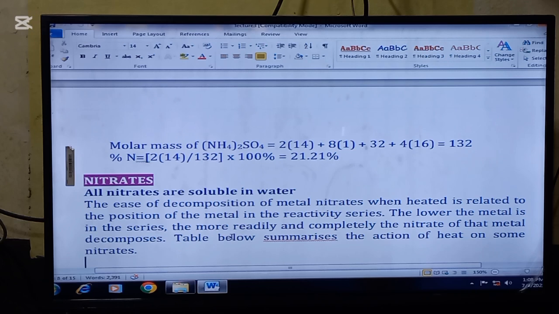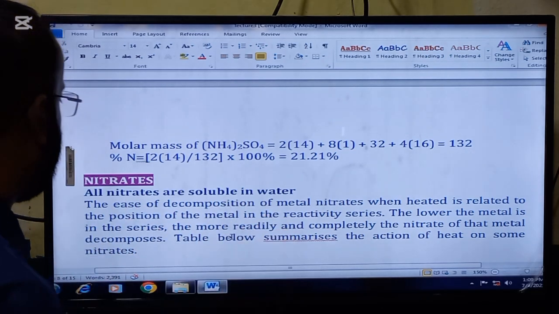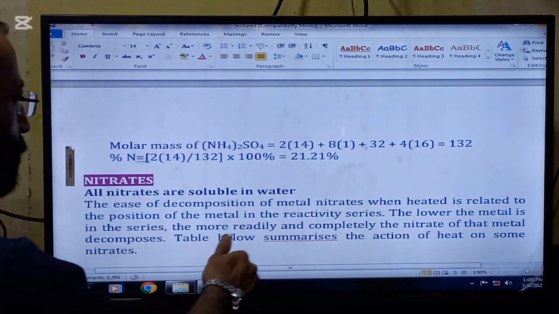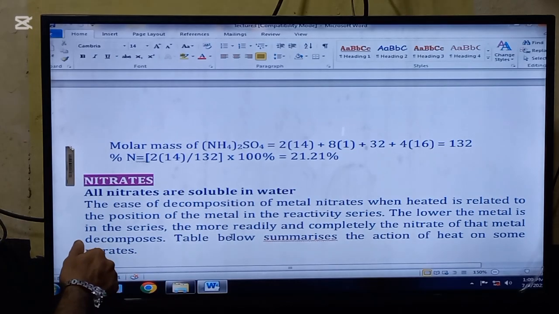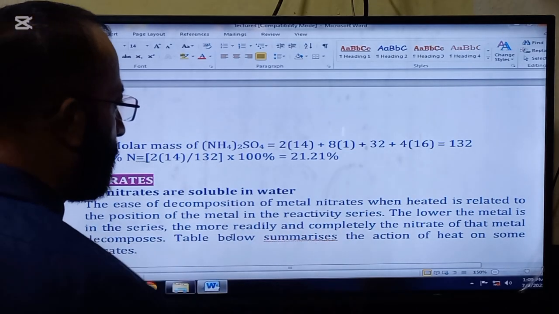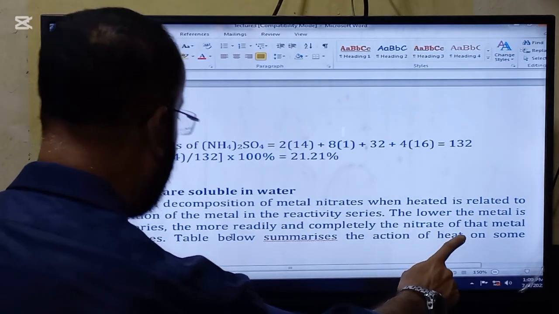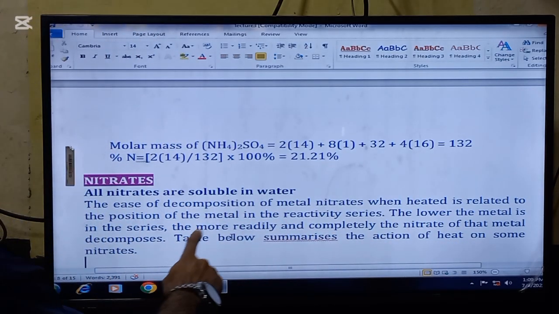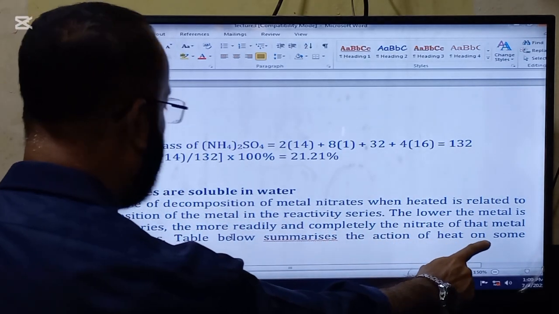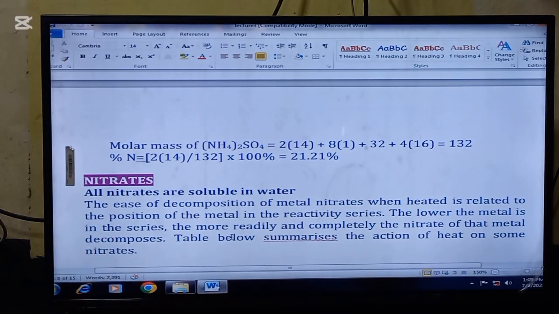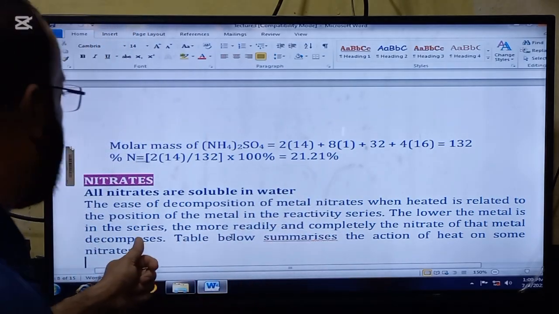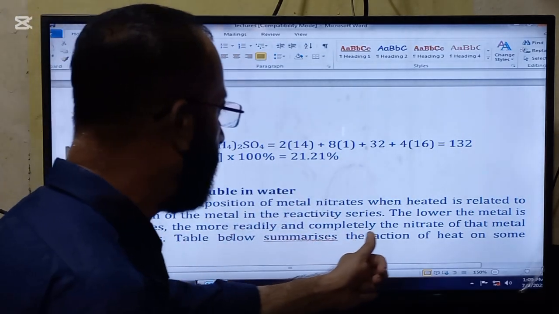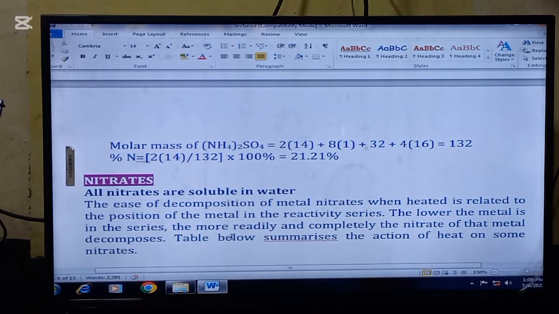The next thing that we are going to read is nitrates. All nitrates are soluble in water. The ease of the decomposition of the metal nitrates when heated is related to the position of the metal in the reactivity series. The lower the metal in the series, the more readily and completely the nitrate of that metal decomposes. So this is a very important point. The lower the metal in this series, the more readily and completely the nitrate of that metal decomposes.